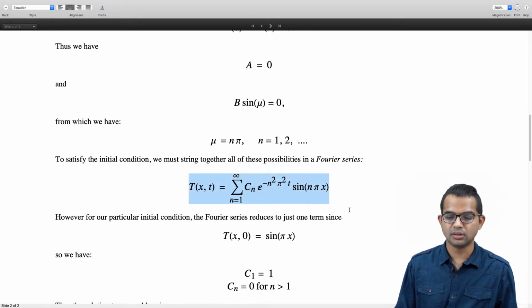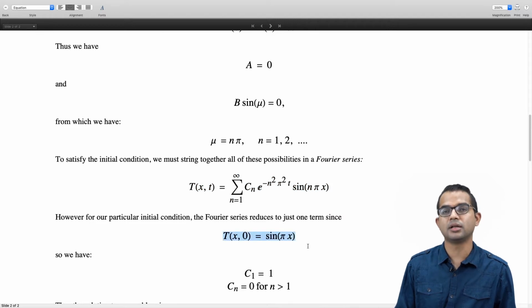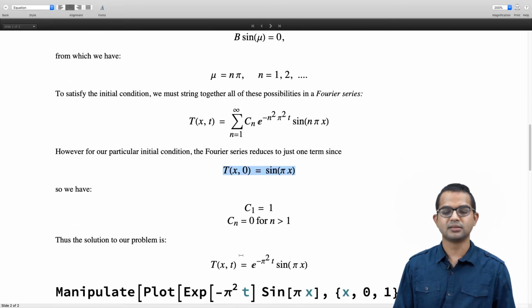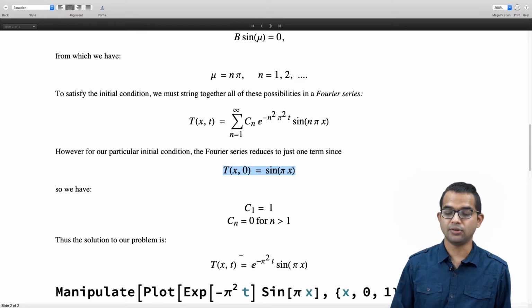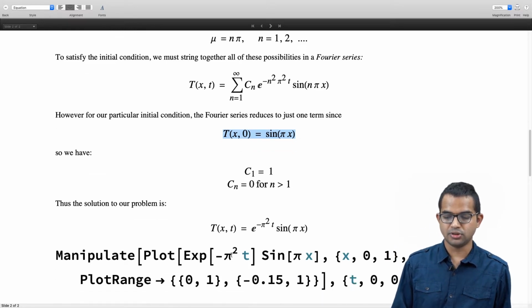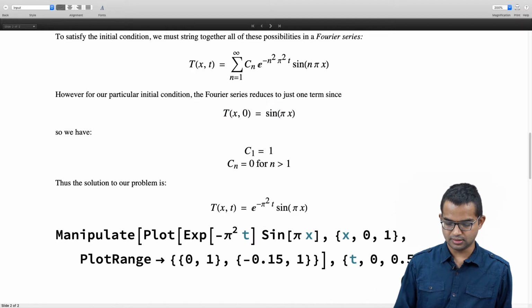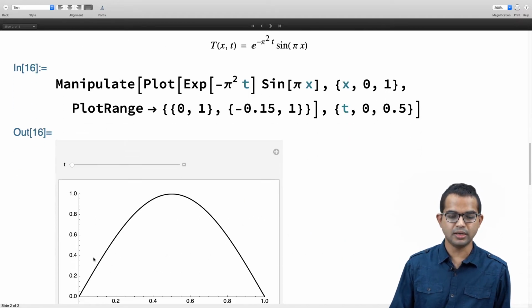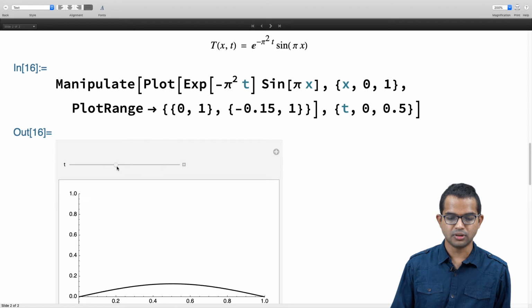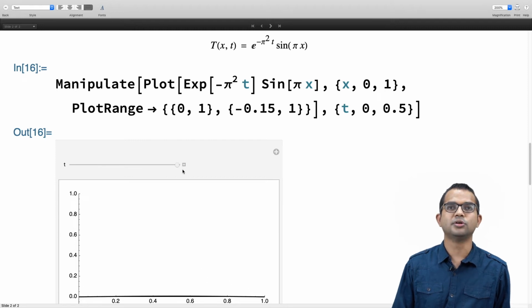You can look at this a little more closely and convince yourself that indeed for this particular problem it's very simple, and the solution is simply T(x, t) equal to e to the minus pi squared t sine of pi x. It's useful to plot this and trace the time evolution. Initially the profile is like this, so it has a peak, and then as a function of time it keeps on going down and eventually it goes to 0.